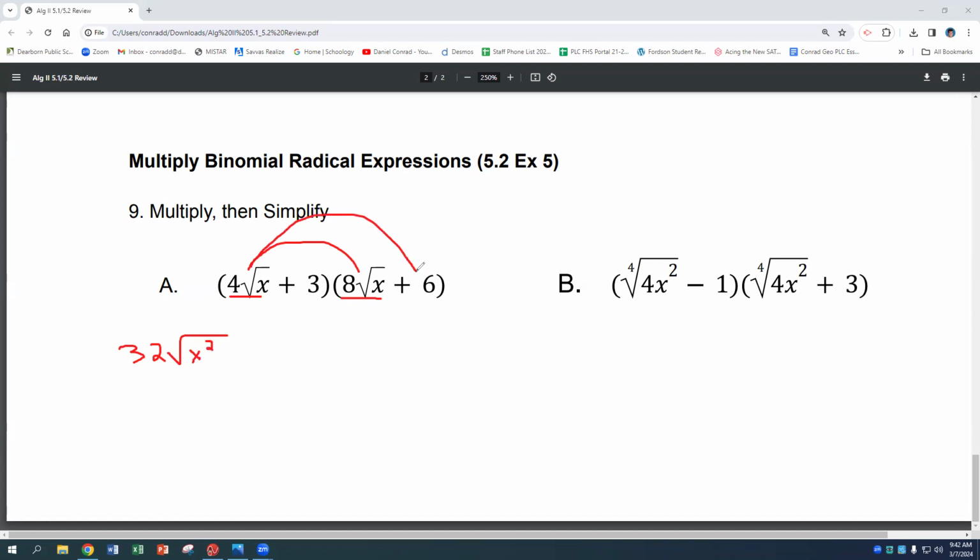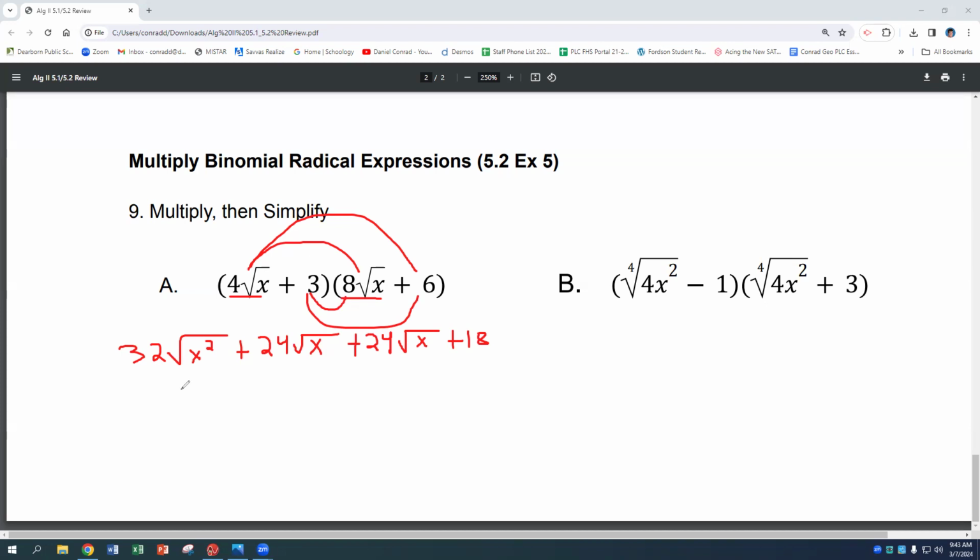Okay. Outer. Multiply what's on the outside. 4 times 6 is 24. Square root x, there's no square here, so it's just going to stay square root of x. Inner, outside, 3 times 8 is 24. There's no square root here, so all I have is square root of x. Okay, and then last, 3 times 6 is going to give me 18.